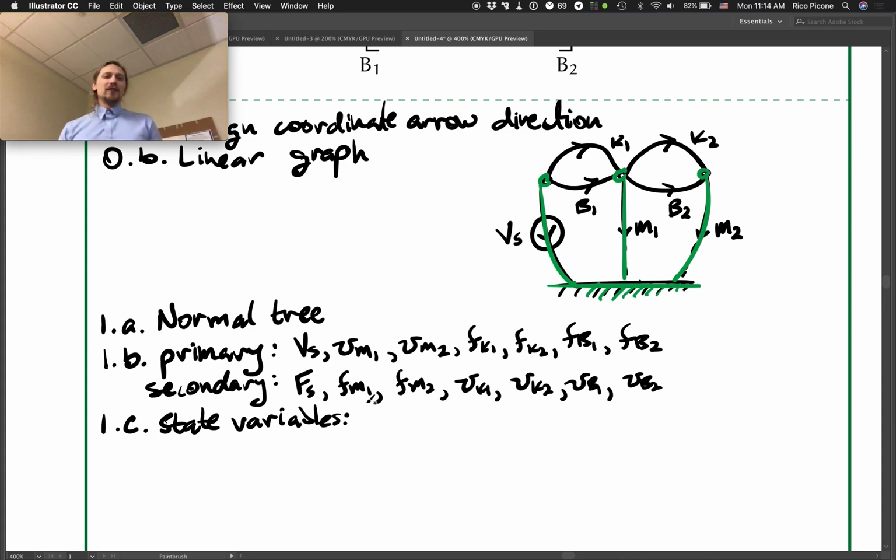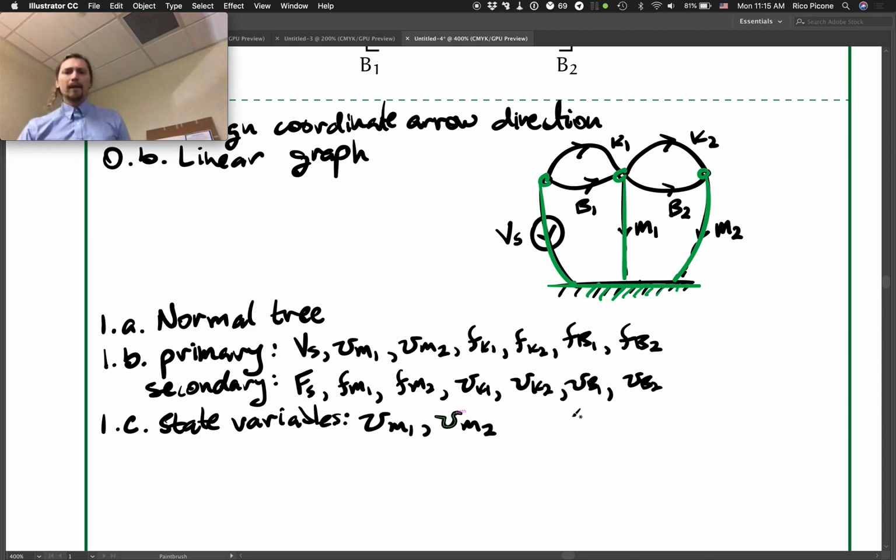So state variables are across variables. VM1, the across variable for the A-type energy storage element mass 1 that is in the normal tree. Another A-type energy storage element is in the normal tree. It's mass 2. So we take its across variable as well, VM2.